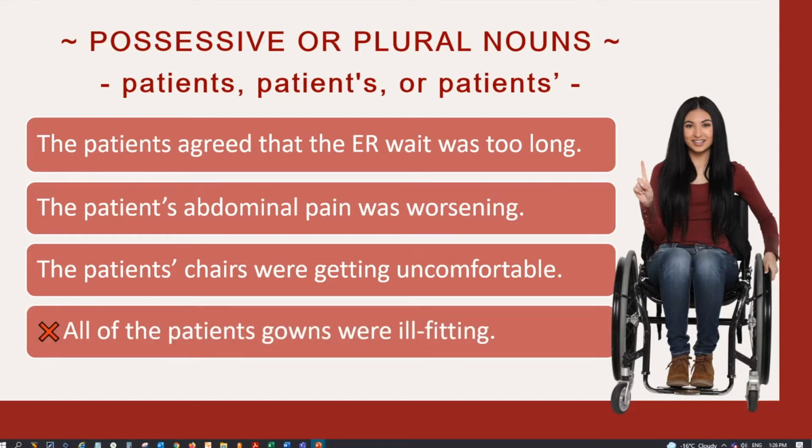And then in this case, I just wanted to show one that was incorrect. All of the patient's gowns were ill-fitting. So in this case, the gowns belong to those patients. Yes, there's more than one patient, but the gowns belong to them, so it's actually going to be a possessive noun. We need to show ownership, so we're going to put the apostrophe after the S right here. It's going to look like this. There should be an apostrophe after the S.